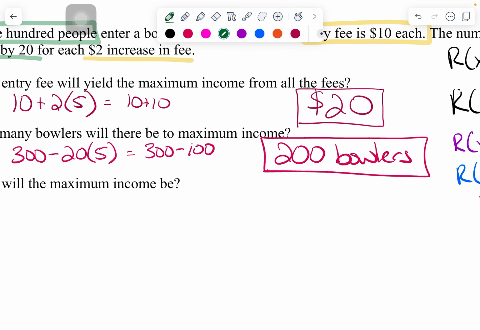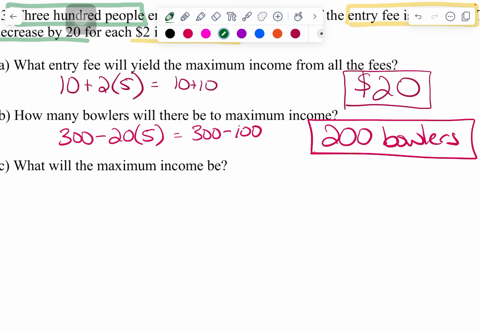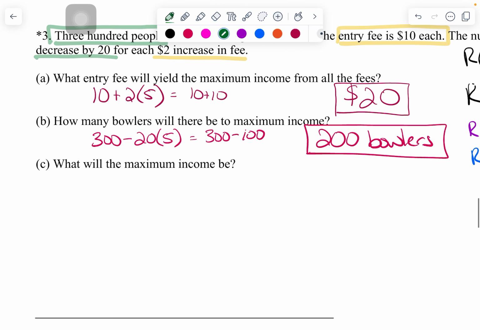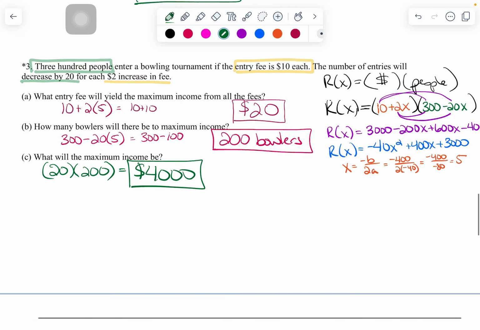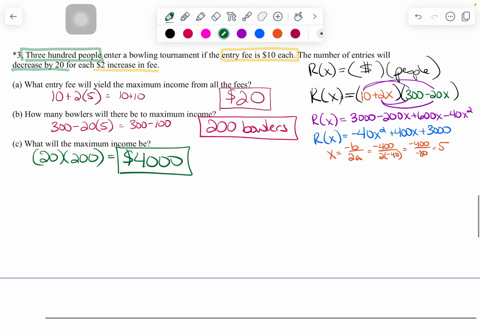And then last but not least is what will the maximum income be? Get all the words in the right order there. So we know the entry fee that's going to maximize is $20. We know that the number of bowlers to maximize is 200 bowlers. So if I take that entry fee times that number of bowlers, that would get me my maximum income. And that is $4,000. All right, so there is the end of question number 3, all of its little bits, parts, and pieces.